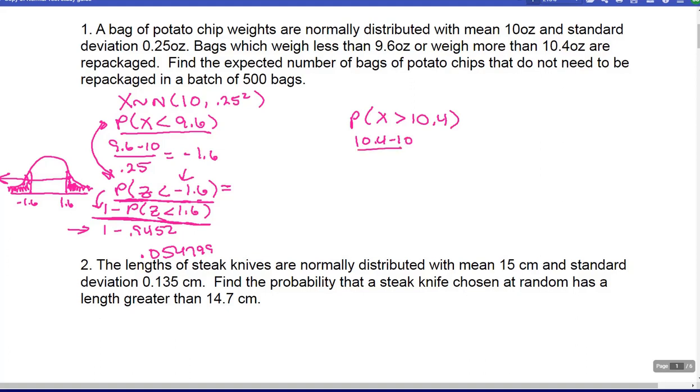So that's going to be 0.25. What's that equal? Positive 1.6. And see, the thing is, again, I'm going to do the probability that z is greater than 1.6, right? So just looking over here, how could I figure this out?